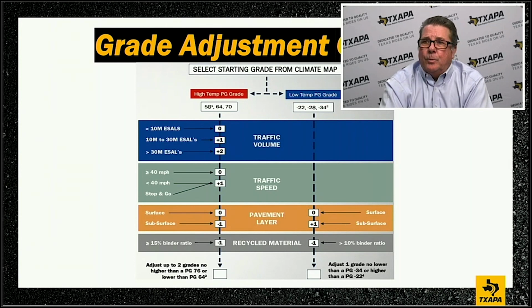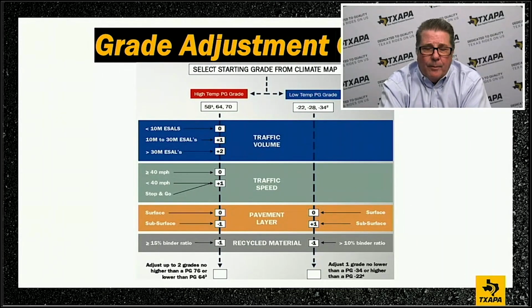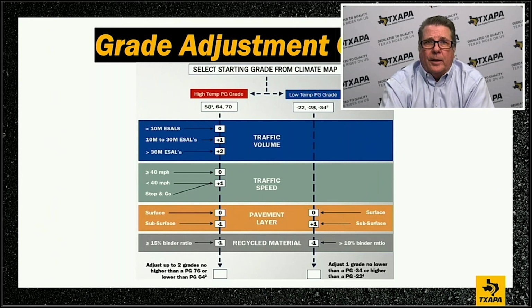Because to be able to modify this liquid asphalt, it's going to cost you more money. So if you're on a farm to market road that has less than 10 million ESALs and you're doing 50 miles an hour and it's the surface mix, we're going to use a 64. There's no reason to spend the money to put a 70 or 76 there, as well as if it's in the subsurface level. If it's down below, there's no reason to use that modified oil down below. It's just a waste of money. What we want to try to do is use it up on the surface.